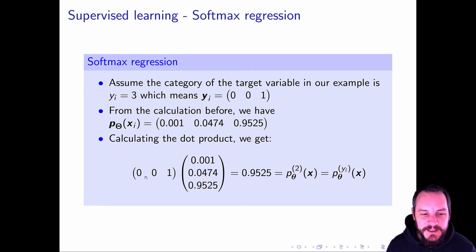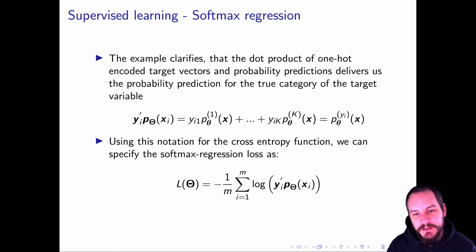Now calculating the dot product, then we have only the 3rd probability prediction. Sorry for that. Here we need a 3, of course, not a 2. And this value is entering now the loss function for the specific observation, but not directly with the probability, but with minus log of the probability.